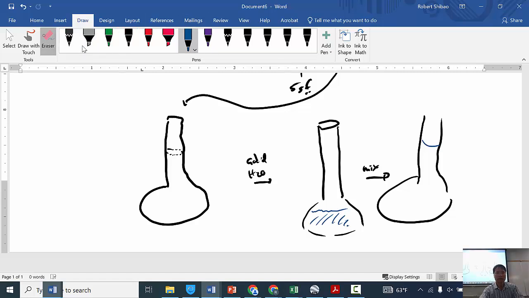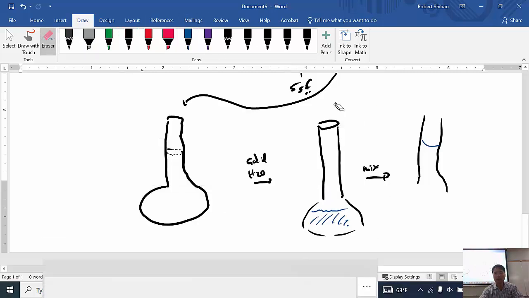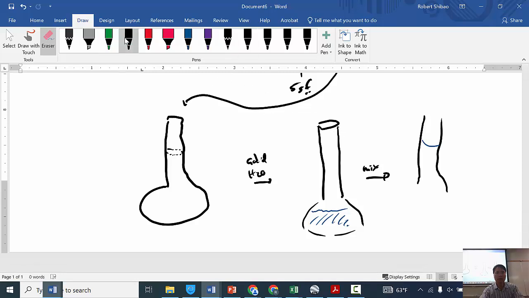Let me try to fix my drawing. What happens if you overshoot the mark? You only have one chance. This happens every semester. Somebody overshoots the mark. What happens if you overshoot the mark? You gotta start over. You dump it, wash it out with DI water, and start over.